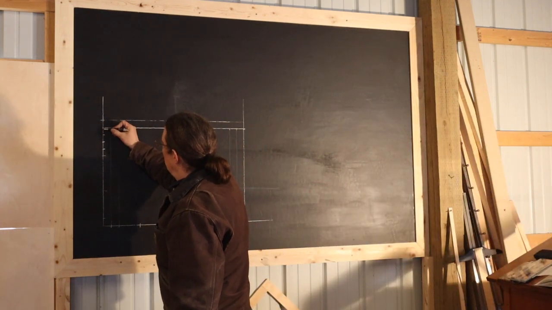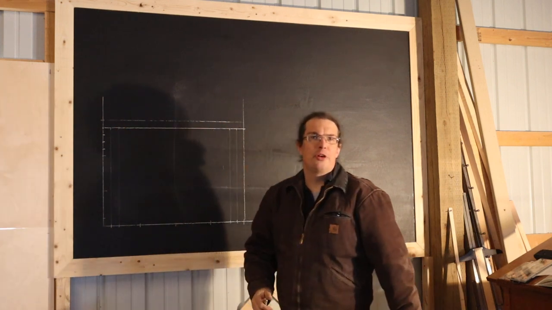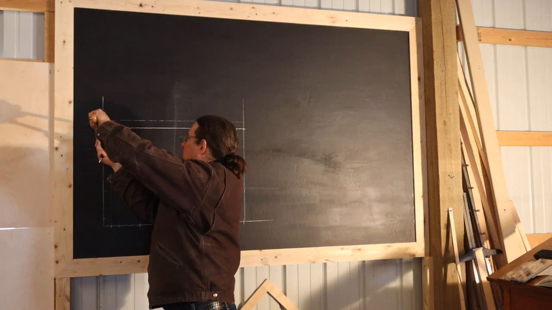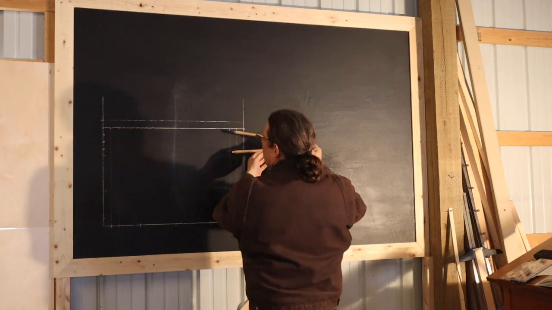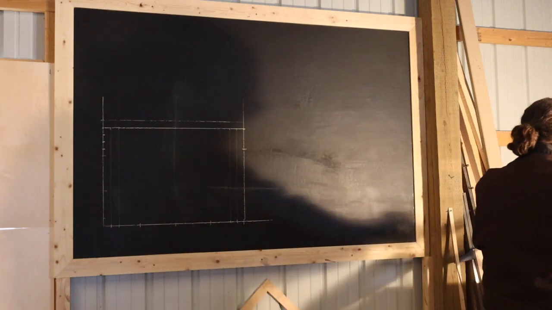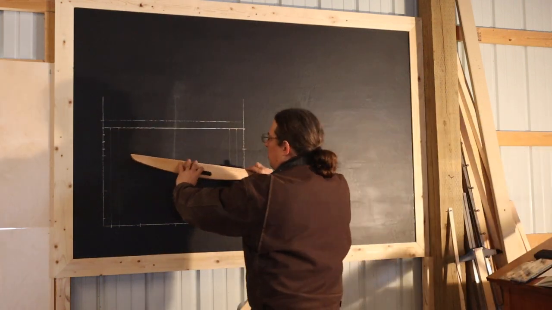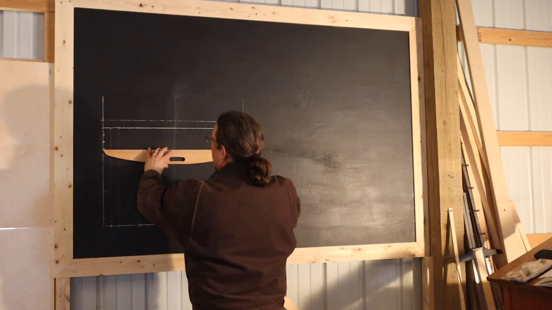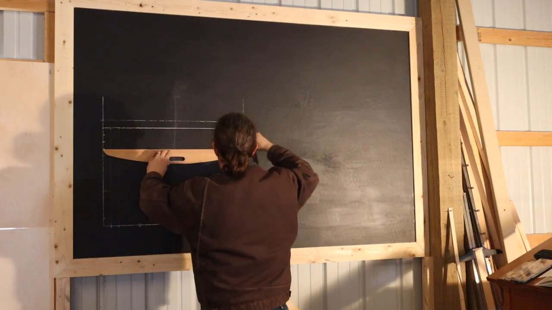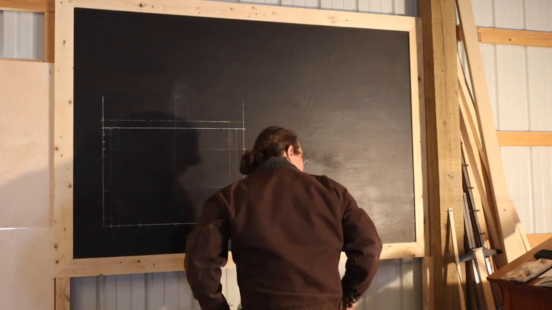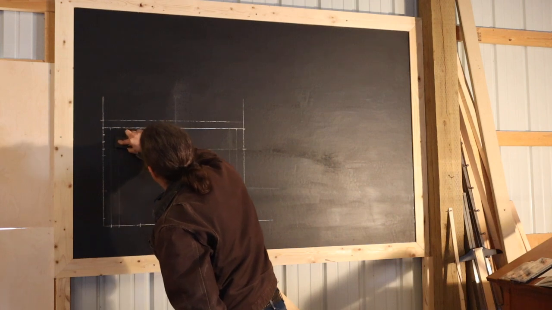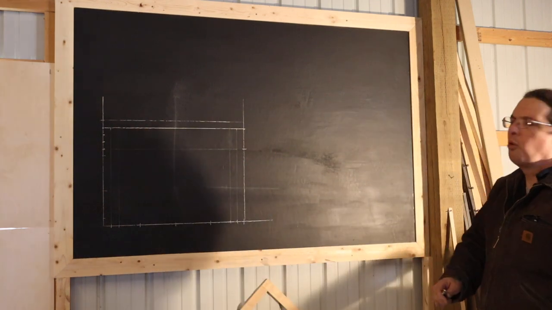I'm going to step down 1, 2, 3 of those 1/15 steps of the height. So I'm going to copy that distance with my compass. I'm going to mark it over here as well. And that's where I'm going to lay out a horizontal piece. It's called a stretcher. Going to span from here to here. I'm going to erase this part that I drew earlier. I'm going to draw one more horizontal piece like that.